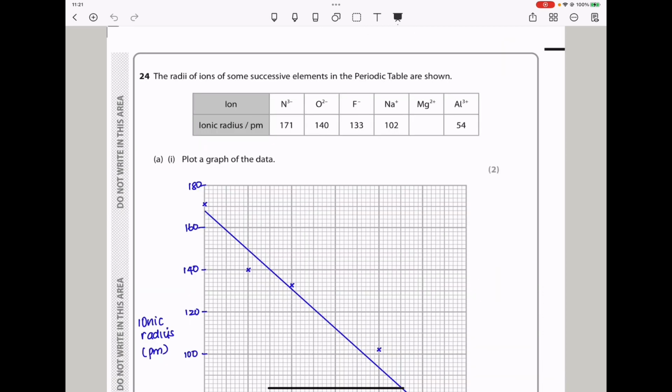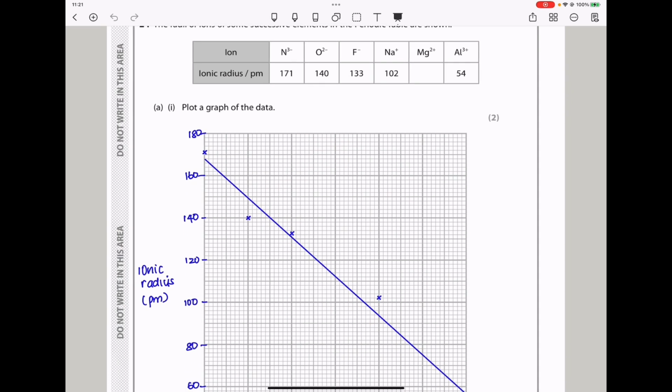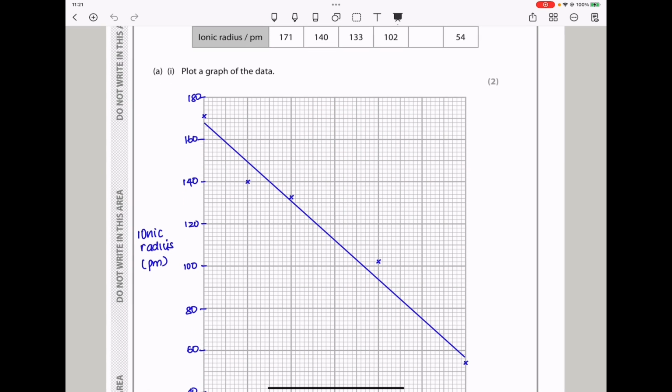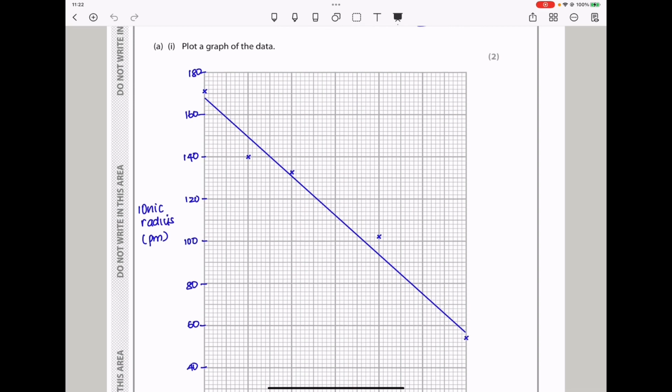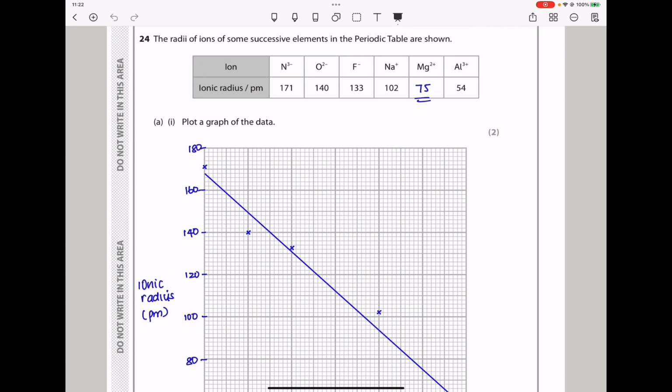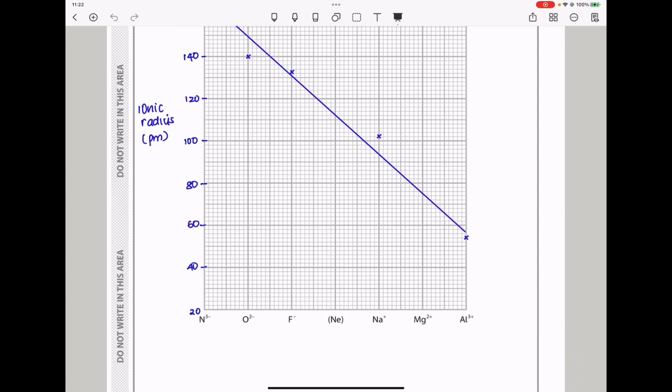Question 24. The radii of ions of some successive elements in the periodic table are shown. So we see from nitride to aluminium 3+. They say plot a graph of the data. So all I needed is to draw the graph, use an appropriate scale, place the labels as well as units, and try to put the points in an appropriate way, and that will be okay.